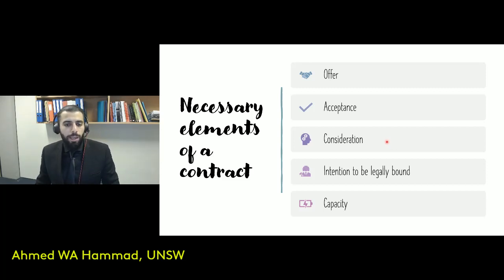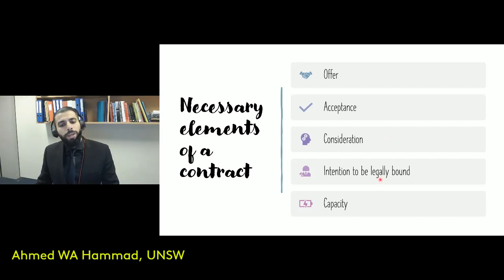The third element of a contract formation is consideration. There has to be sufficient consideration. It has to be real consideration that's given. Consideration basically refers to the price that's paid by the promisee to the promisor. The promisor is the person making the promise, and the promisee is the person who then needs to pay a price in return for that promise.